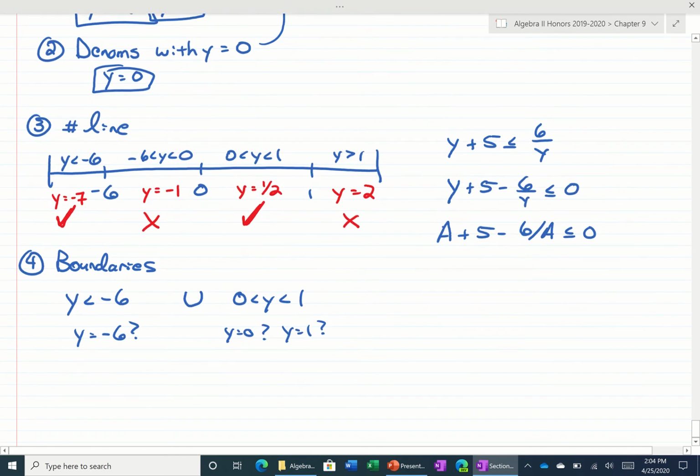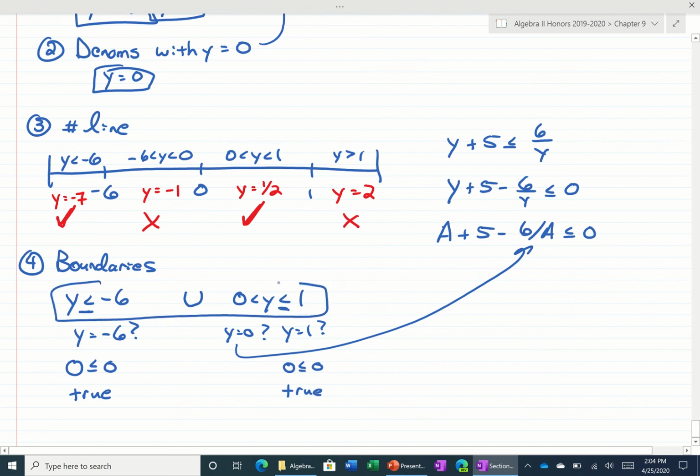If we were to plug in negative 6, we would get 0 is less than or equal to 0. That's true, so I'm going to make that an or equal to sign. Could y be 0? No, that's not going to work because it makes our denominator 0. But 1 would work. You would get 0 is less than or equal to 0. So I'm going to make this an or equal to. So this would be the best answer for this problem.